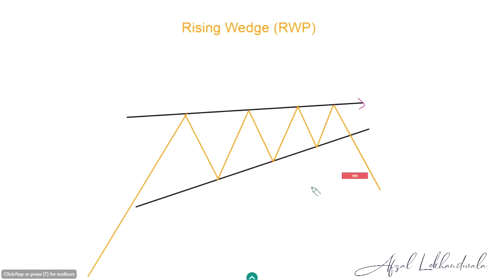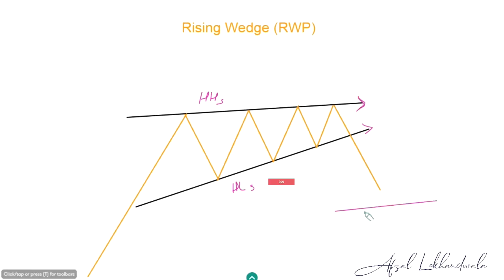So in a rising wedge pattern, if we look at the highs, we see that we are getting higher highs. If we look at the lows, we are getting higher lows. Now the thing to note here is that the line which connects the lows, that is this line, is steeper than the line which connects the highs. So this is how it appears. Let me draw it for you once again.